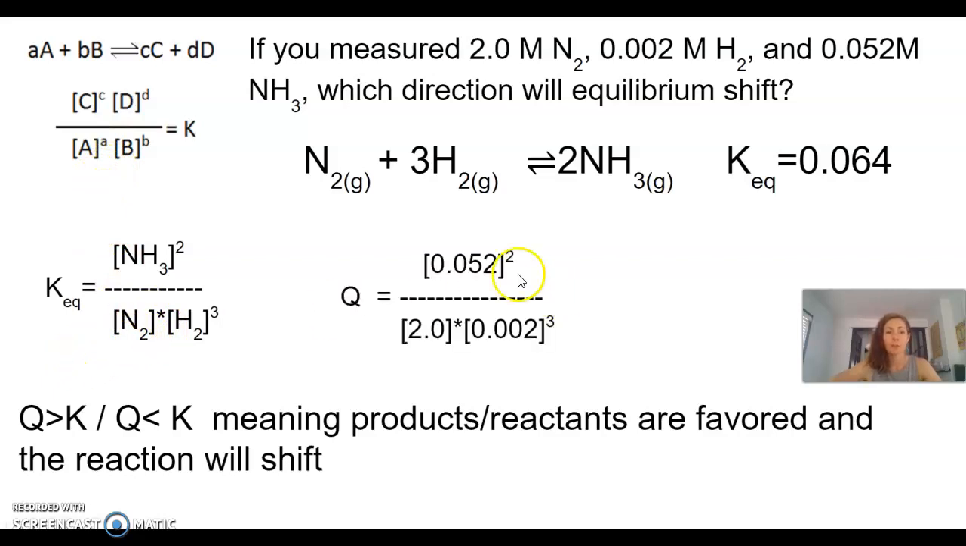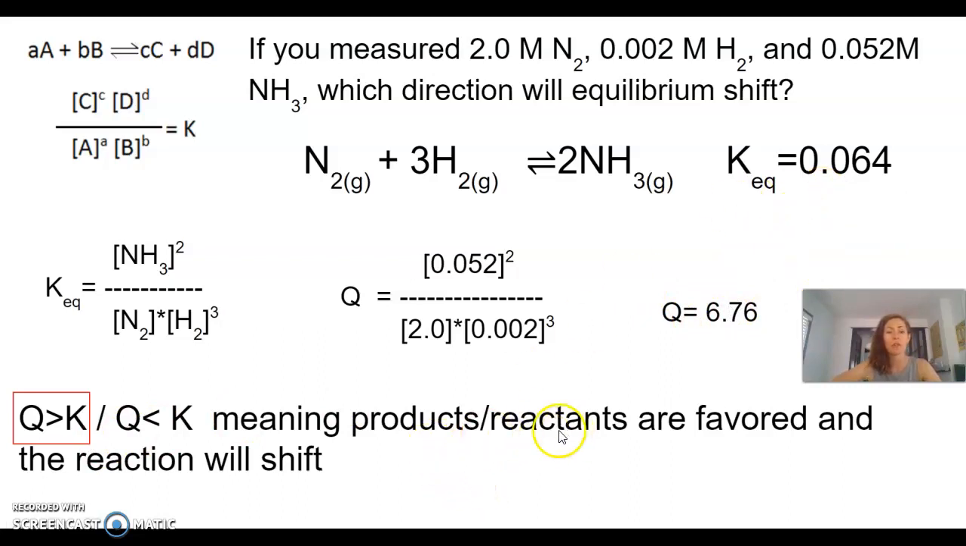So let's plug in the information we know. We have a 0.05 molarity NH3, 2 molar N2, and then our 0.002 molar H2. Don't forget your coefficients here. Do the math, and you should get 6.76 for your Q value. So our Q value is greater than our K value in this case. Our Q is 6.76, our equilibrium value is 0.064, so it's quite a bit larger.